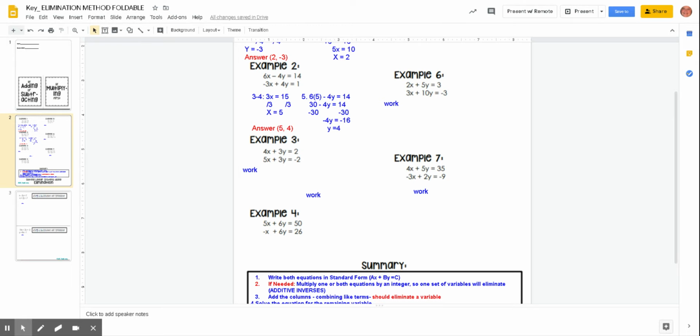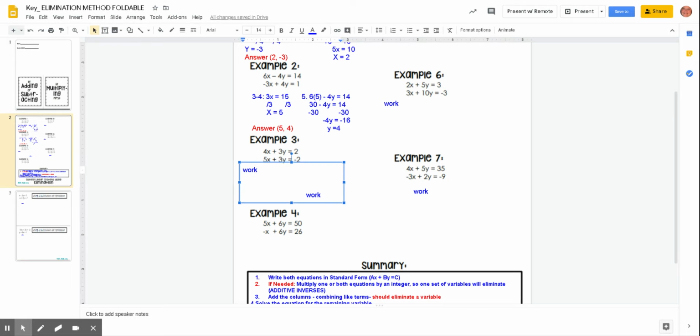So when I do that, I now create a system that is, say, 4x plus 3y. And it doesn't matter which one I multiply by negative 1. I'm going to multiply the bottom. Equals 2. I didn't do anything to that. And then I'm going to multiply everything by negative 1. So it'll be negative 5x plus negative 3y equals 2. Because negative 2 times a positive or negative 1 equals 2.